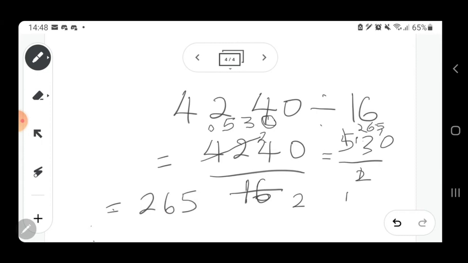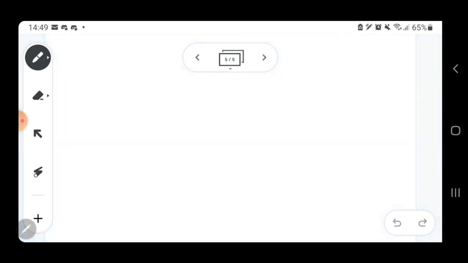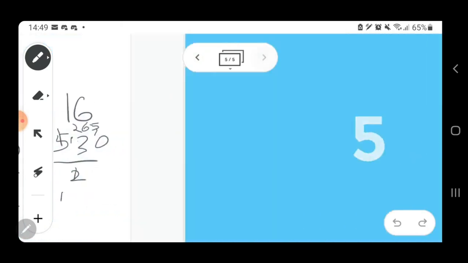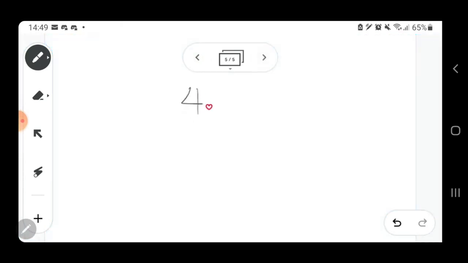That's one way of doing it. Okay, because I already reduced it a bit lower, and then I can easily divide by 2. Another way is this: 4240, right? Let's be sure. 4240 divided by 16.